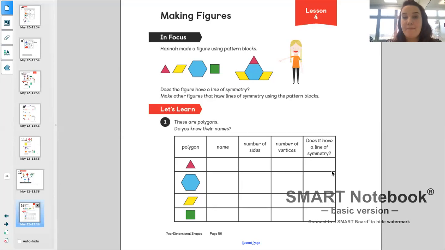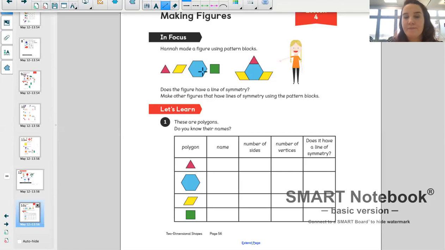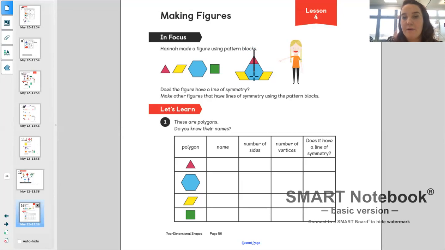Okay, so Hannah made a figure using these blocks, these 2D shapes. Does the figure have a line of symmetry? Where is the line of symmetry? If I cut it straight across here, is that a line of symmetry? What if I went all the way down? Is it the same on both sides? It is. So there is a line of symmetry.